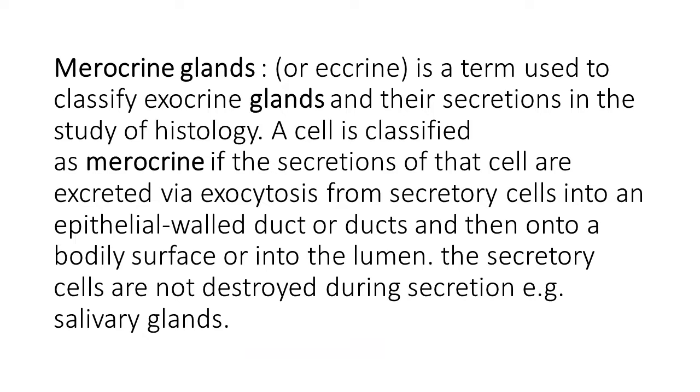Merocrine glands, or eccrine, is a term used to classify exocrine glands and their secretions in the study of histology. A cell is classified as merocrine if the secretions of that cell are excreted via exocytosis from secretory cells into an epithelial-walled duct or ducts and then onto a bodily surface or into the lumen. The secretory cells are not destroyed during secretion, like salivary glands.